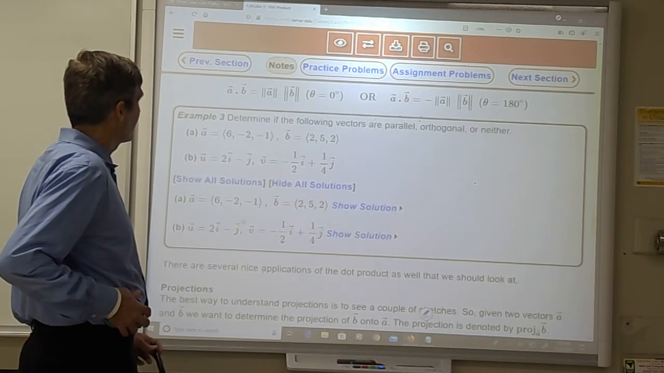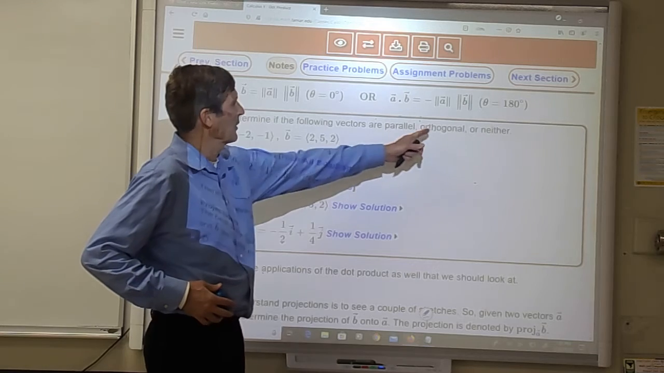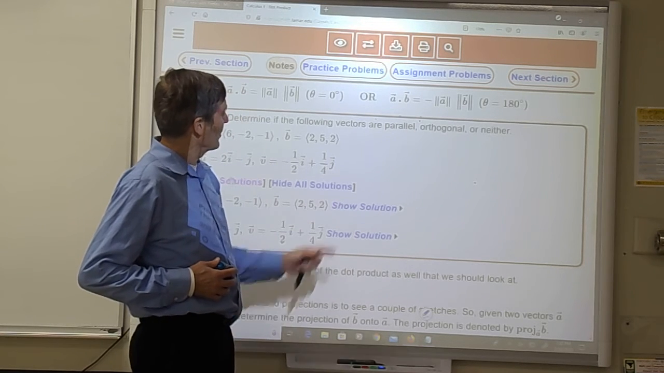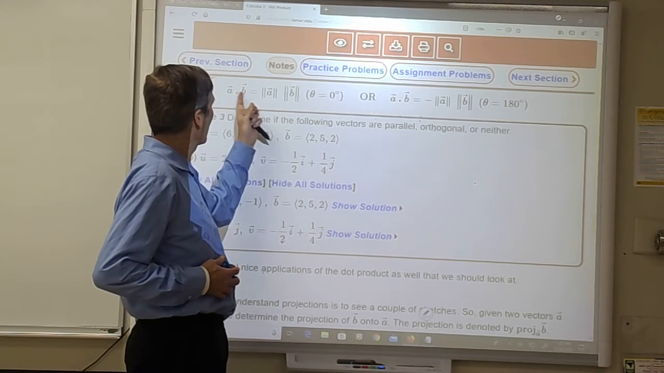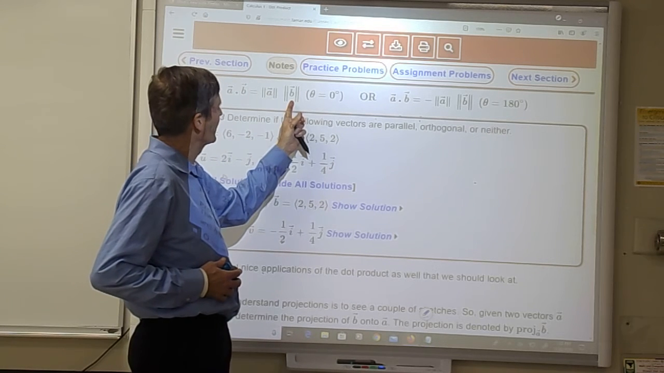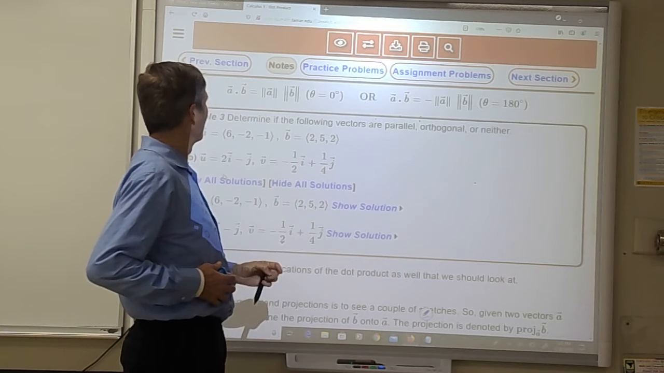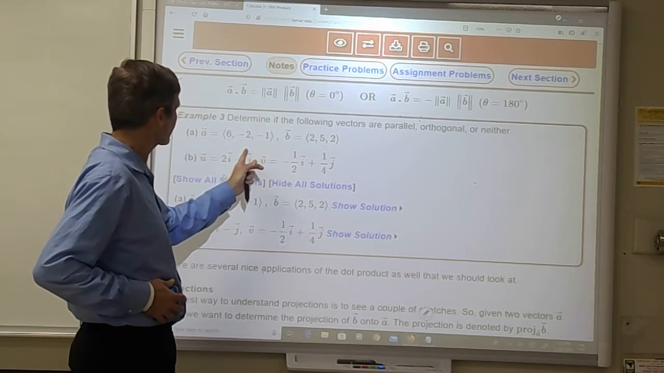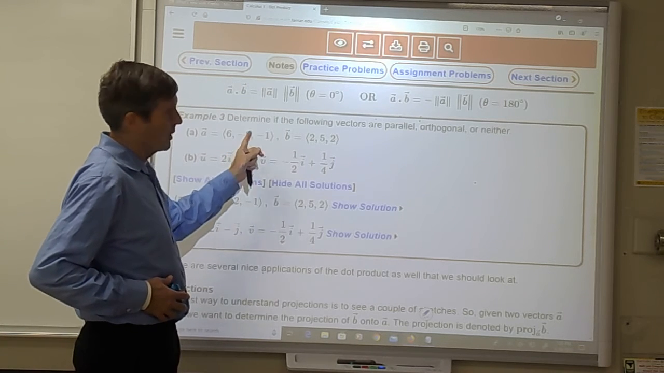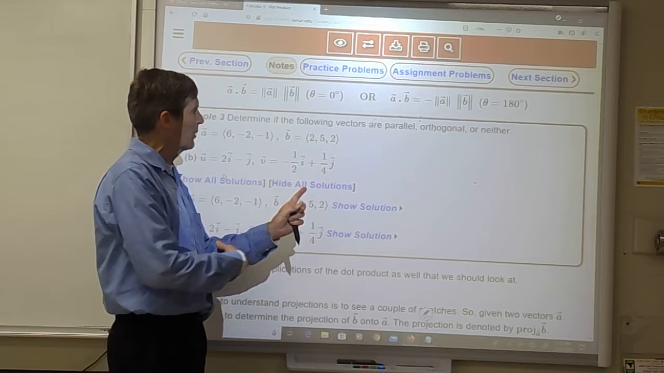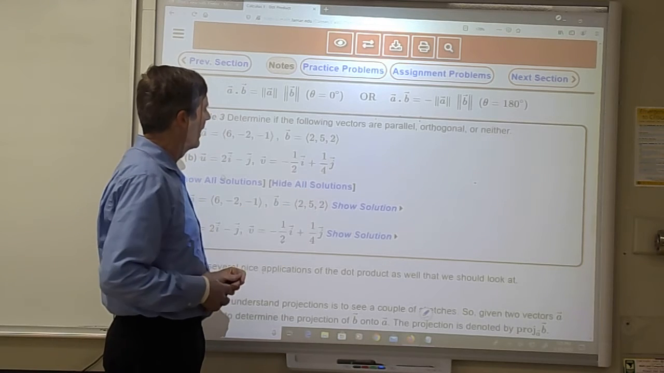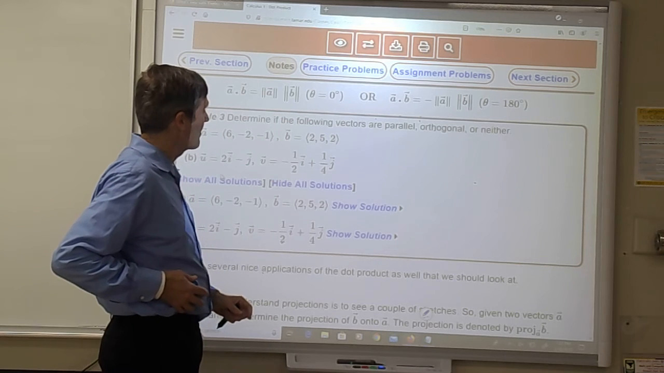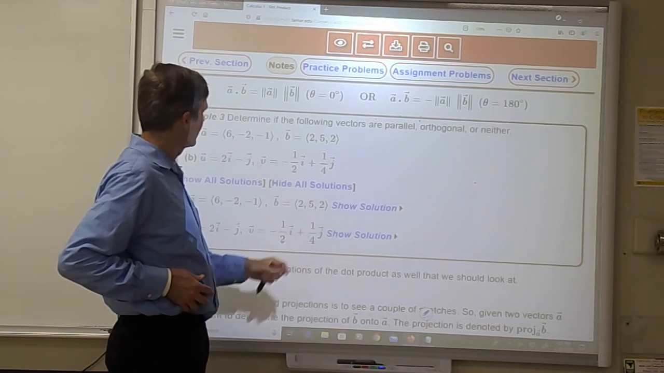So here are some problems. Determine if the following vectors are parallel, orthogonal, or neither. Parallel means that A dot B is the length of A times the length of B. The angle between them is 0 or 180. So parallel means they're in the same direction or opposite directions. They're along the same line. And orthogonal means their dot product is 0. And usually they're neither, right?